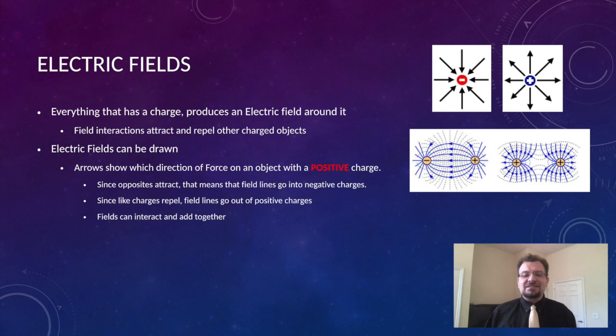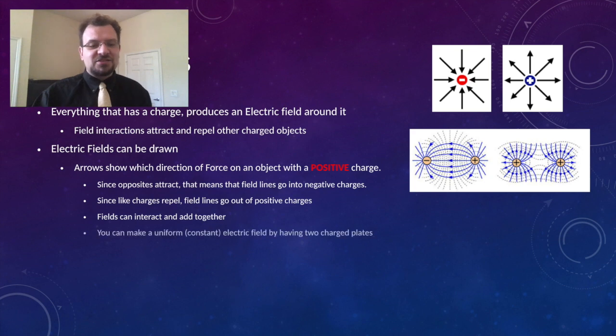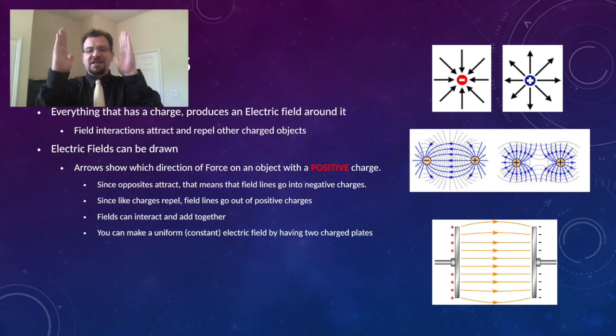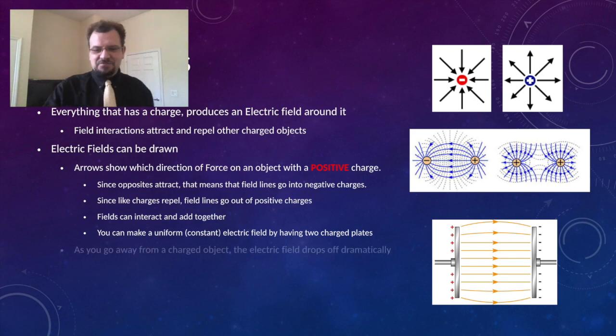And these field lines can interact and add together and cause that repulsion and attraction and do all sorts of interesting things. But what we're going to be concerned about is that you can make a uniform electric field, and that just means a constant electric field, one that's not changing, by having two charged plates. If you have two charged plates, then in between those plates, you're going to have a constant, unchanging electric field that you can then use to do easy mathematics.